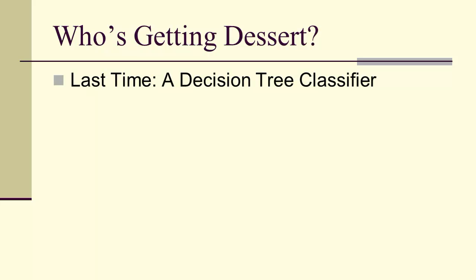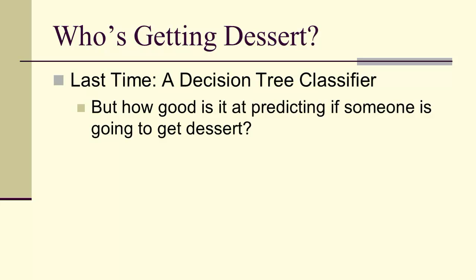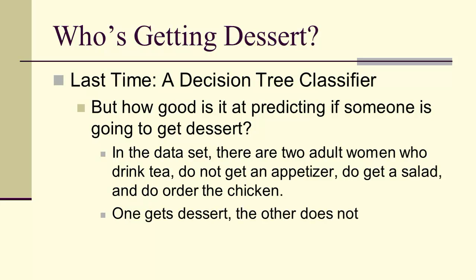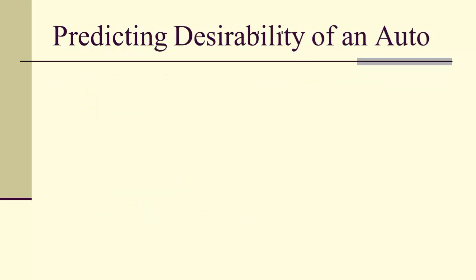So what did we look at last time? We saw a decision tree classifier, and it predicted who was going to get dessert. But how good is it at predicting if someone's actually going to get dessert? In the data set, for example, there are 2 adult women who drink tea, do not get an appetizer, do get a salad, and do order the chicken. One gets dessert and the other doesn't.